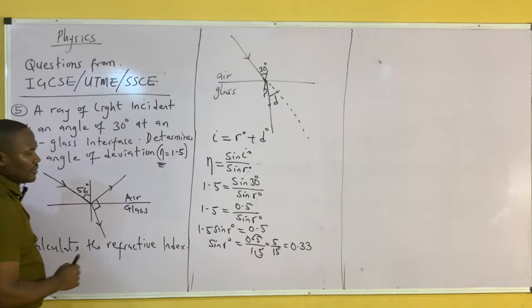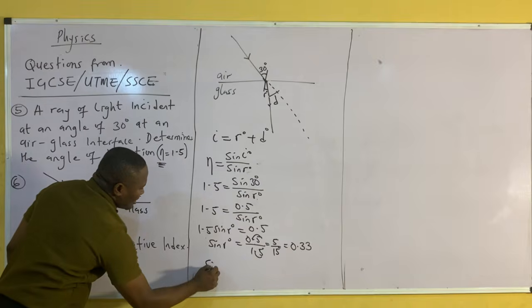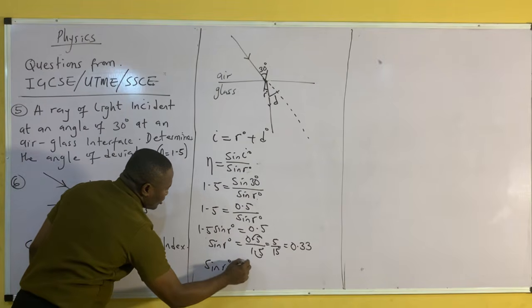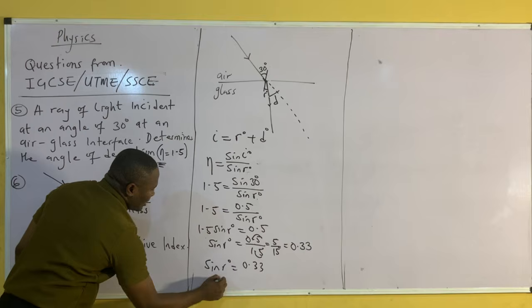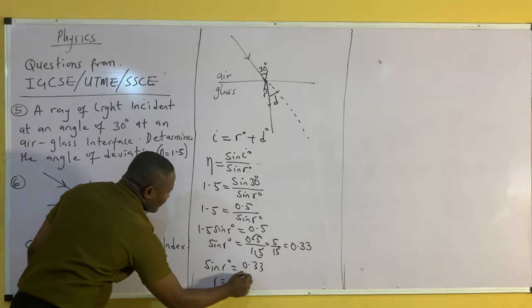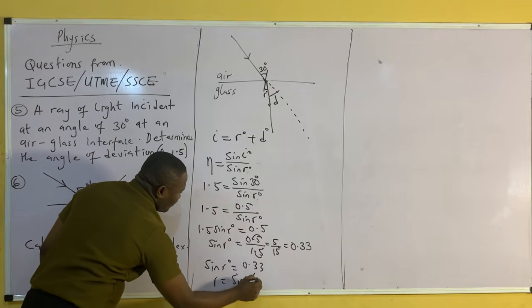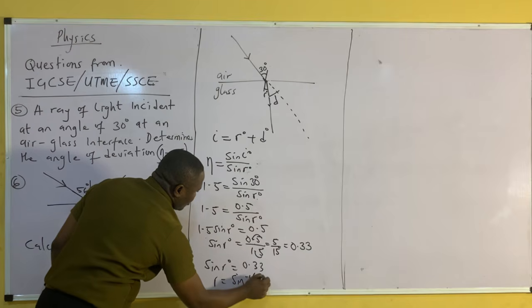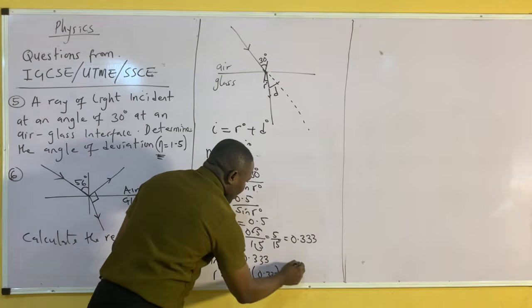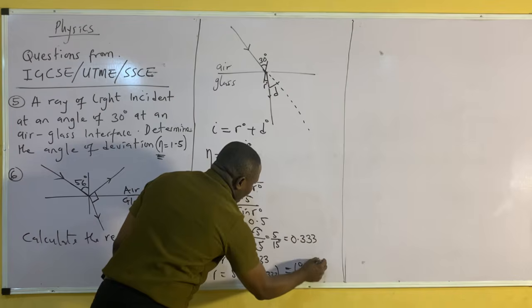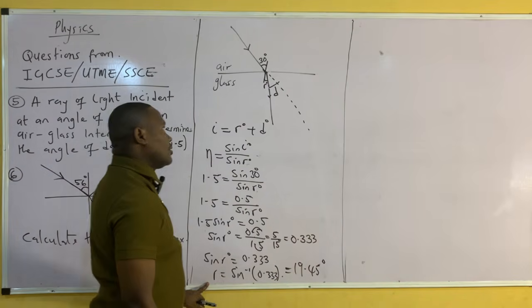Then I have what is now my sine r. My sine r degrees equals 0.33. Then r is now the sine inverse of 0.33, which becomes 19.45 degrees. This is our r degrees.